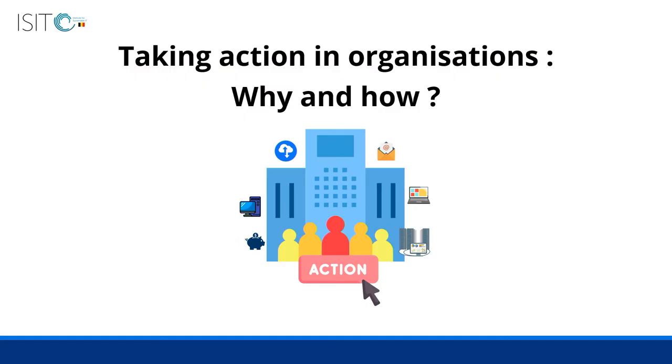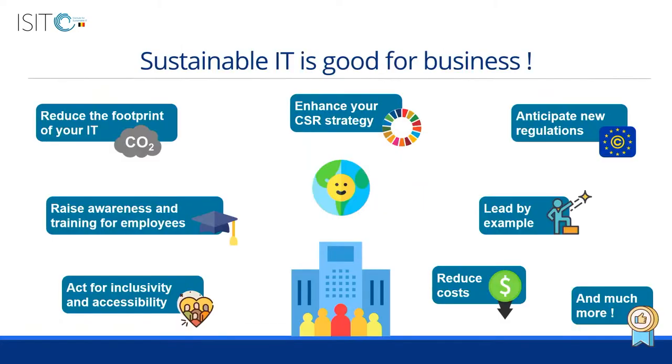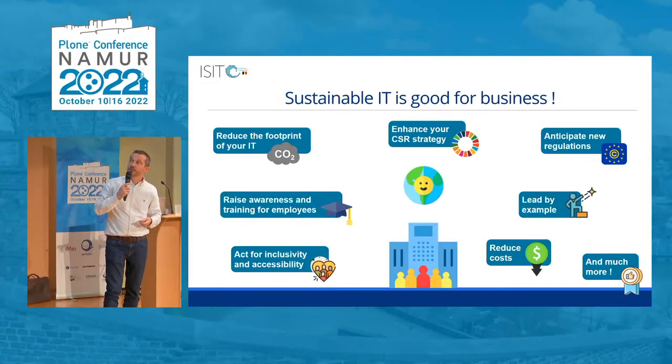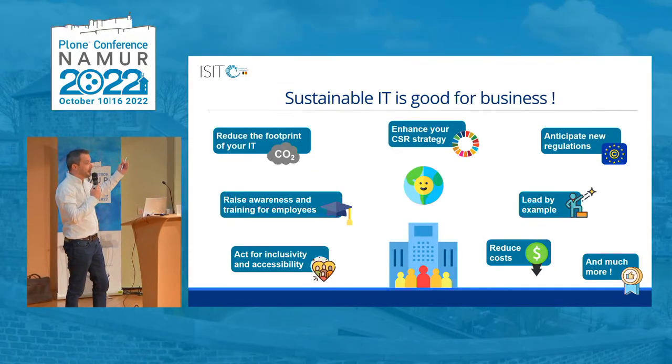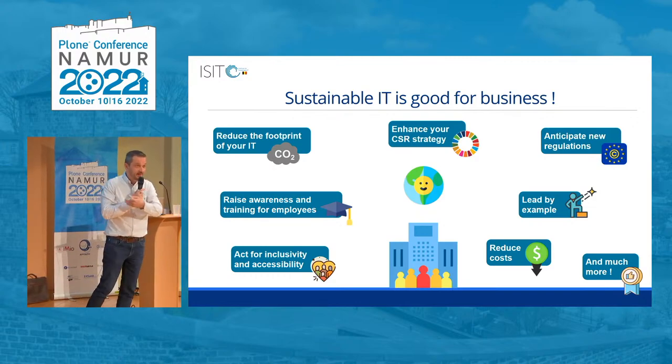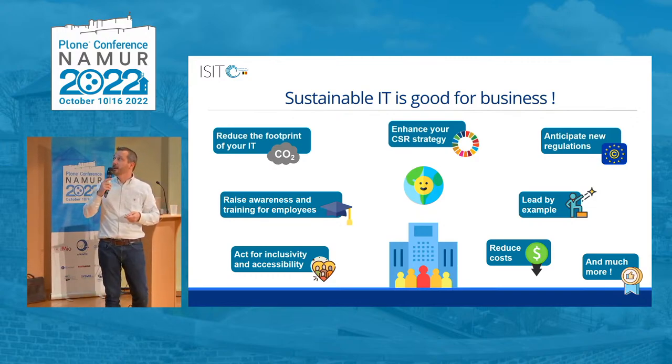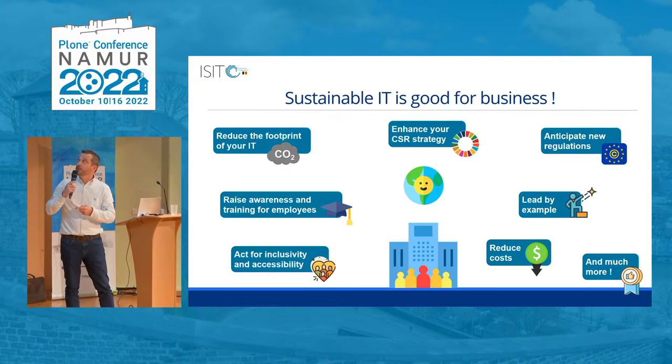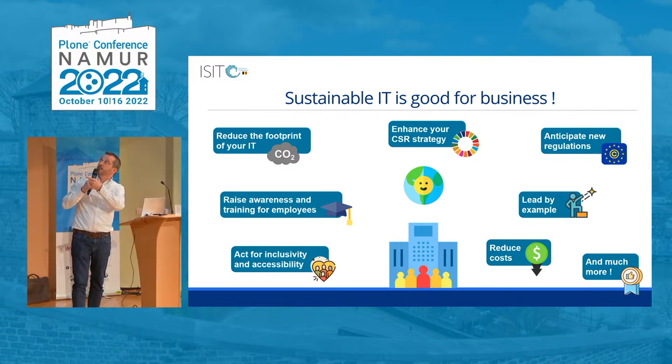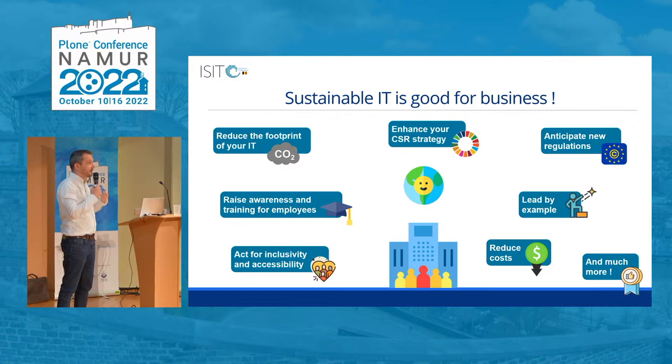So what can companies do? What can organizations do? Cities, any organization can do something. And why should they act? Well, first of all, there's really a lot that you can do in terms of reducing your footprint, acting for inclusivity and accessibility. I'll show a short example. For companies, the CSR strategy is something usually very important on paper, but it's something where you can act truly in all the IT teams as well. And then it brings cost reduction, risk reduction. You can get prepared for new regulations that are being prepared at the moment.